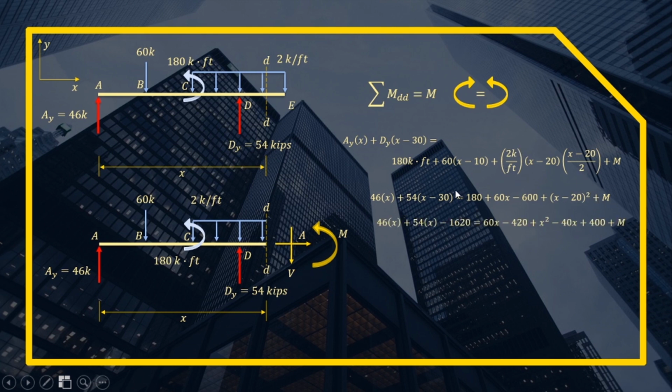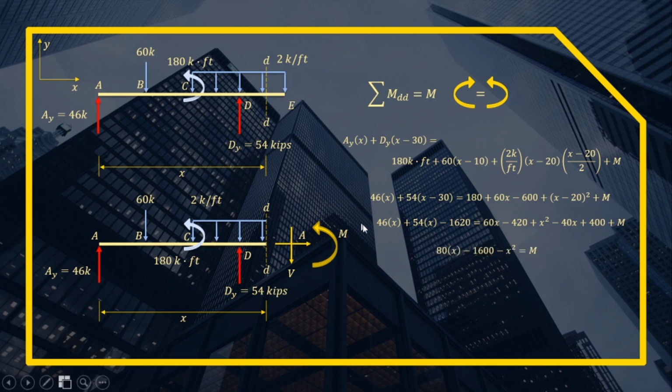So simplify, i-distribute ulit yung 54, so 46 plus 54 minus, kasi 54 times 30, that is negative 1,620 equal to, so yung sa kabila, 180 minus 600, that is negative 420, tapos 60x, tapos ito, in-expand ko na guys, kaya x squared minus 40x plus 400 plus m. Yan. So, pwede nyo ulit i-pause yung video tapos i-check nyo guys yung pag-calculate ko kung accurate ba.